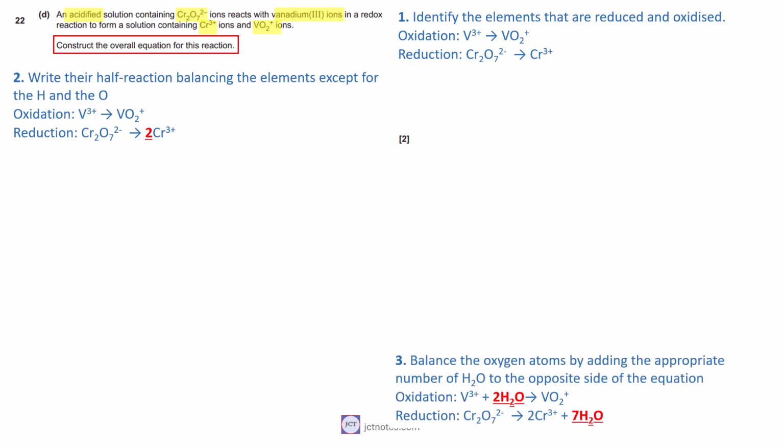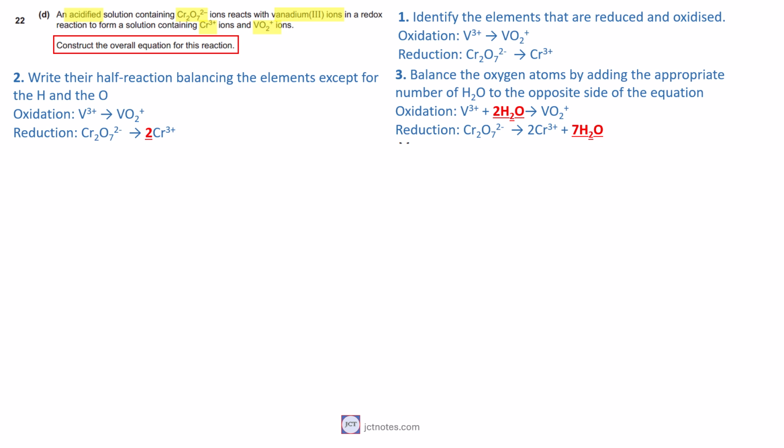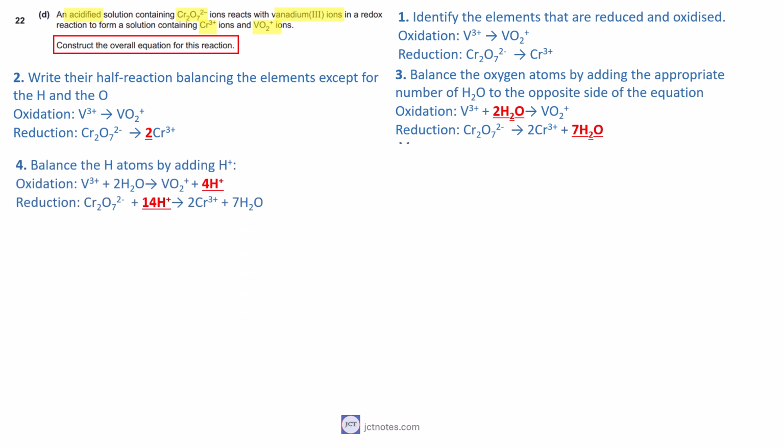In the third step, we balance the oxygen atoms by adding the appropriate number of water molecules to the opposite side of the equation. This is done by adding 2 molecules of water as reactant in the oxidation reaction and 7 as the product in reduction. In the fourth step, we balance the hydrogen atoms, including those added in the previous step, by adding protons to the opposite side of the equation. In the oxidation, we add 4 protons as products and in the reduction 14 as reactants.